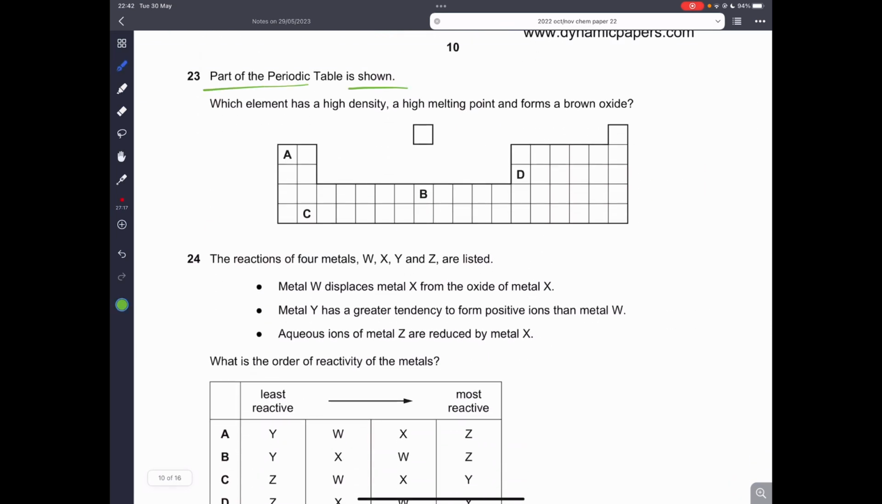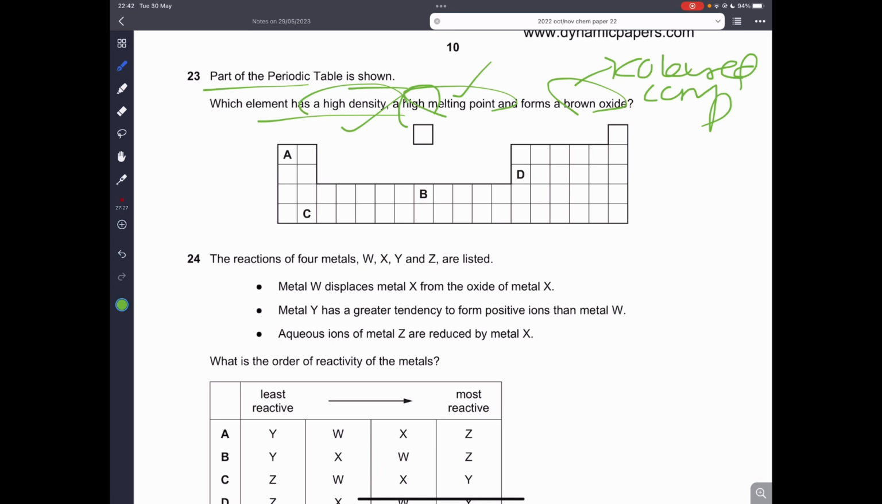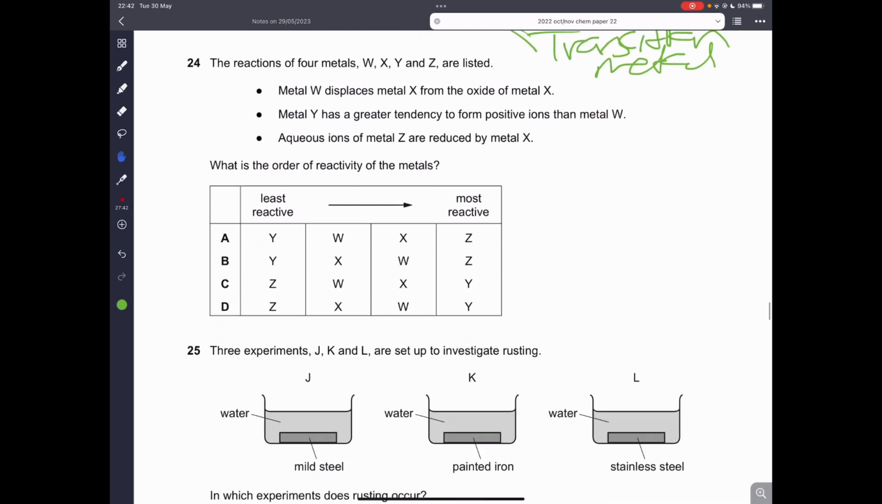23. Part of the periodic table is shown. Which element has high density, high melting point, and forms a coloured oxide? It has high density, high melting point and boiling point. Well, these are all indicators of a transition element, and transition elements are usually found in the middle of the periodic table, and therefore B is the correct answer.